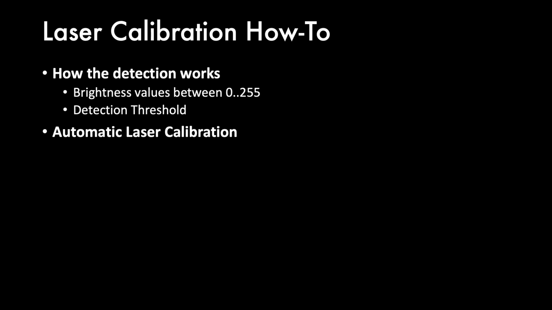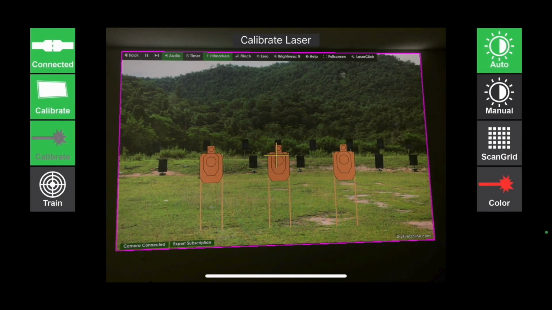However, if the automatic calibration repeatedly fails, the other thing you can do is to switch the camera to manual laser calibration. In manual mode, you can manually adjust both the brightness and the detection threshold. To switch to manual mode, tap on laser calibration on the left, then tap on manual calibration on the right.